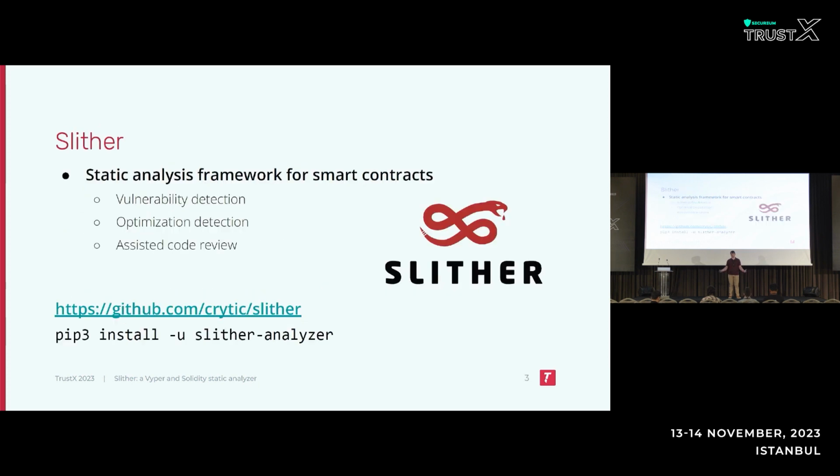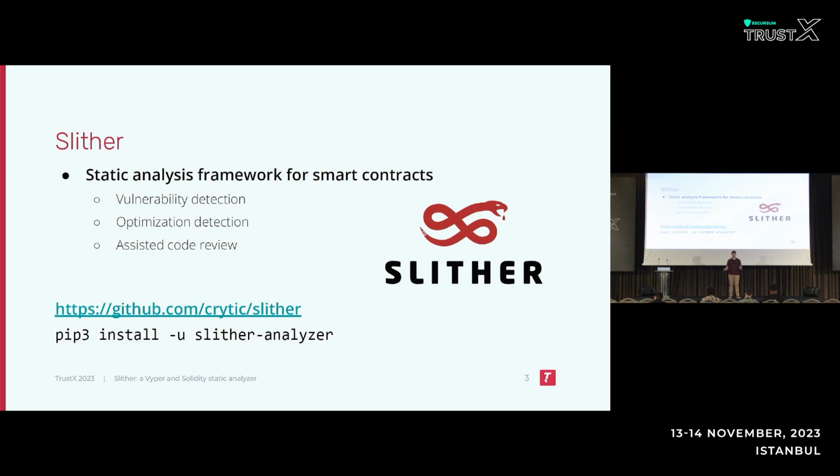So first, what is Slither? Slither is a static analysis framework for smart contracts. It can do three things. We can find vulnerabilities, we can find optimizations, and it can also help us to quickly get insights into code so that when we're doing an audit or security review, we can be productive more quickly.